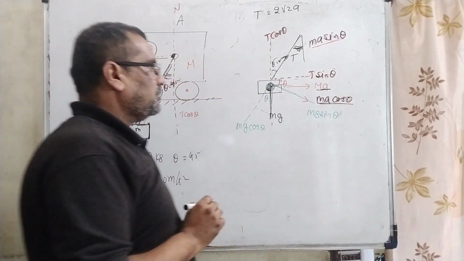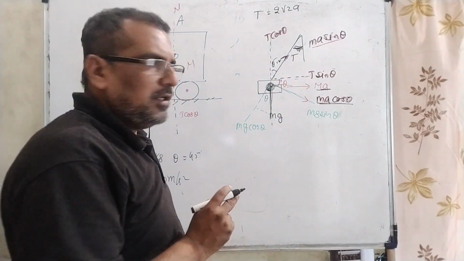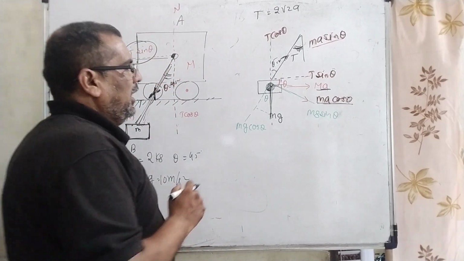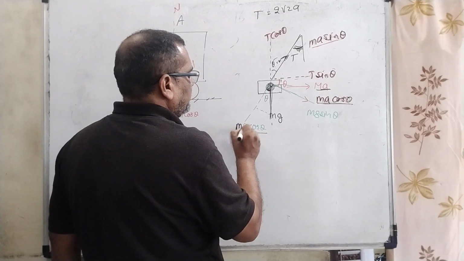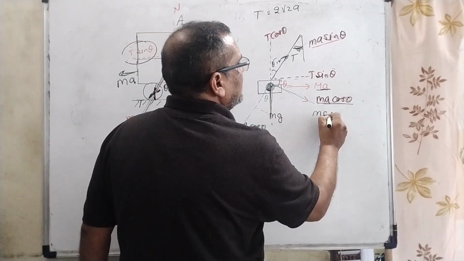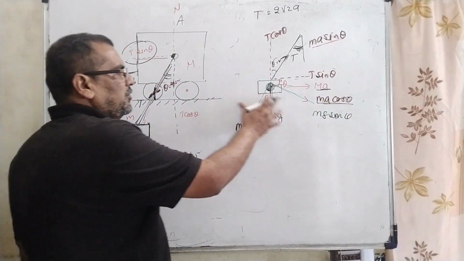Okay, I have overridden this because I think the red impression is not quite clear, so therefore it is ma cos theta. And here mg is also resolved into components, that is mg cos theta and here mg sin theta. Okay, I think you understand how all the forces are resolved.